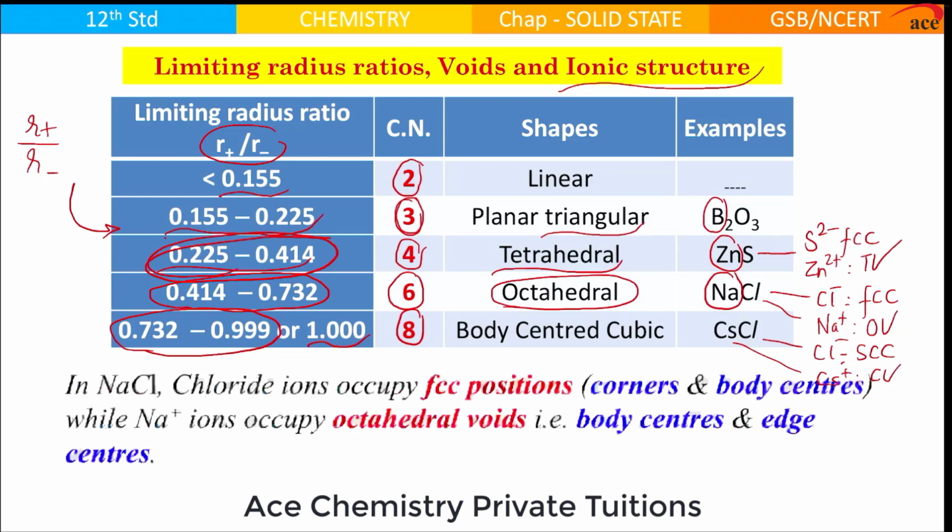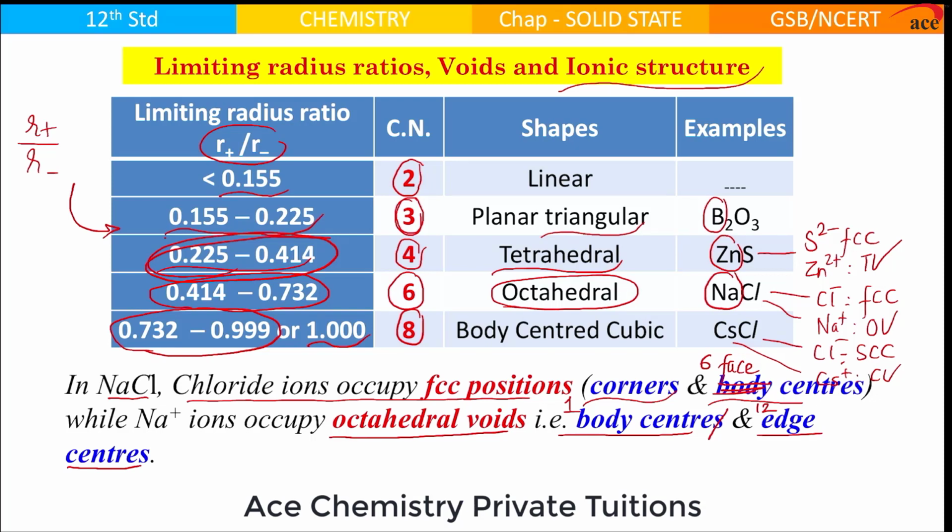Again, that is the discussion in NaCl: Cl minus occupies FCC. What do you mean by FCC? 8 corners and 6 face centers, and Na plus occupies the octahedral void. What do you mean by octahedral void? One body center and 12 edge centers. Remember that.